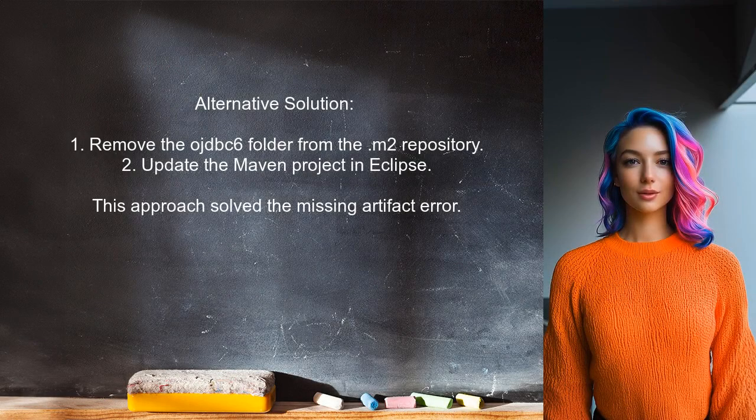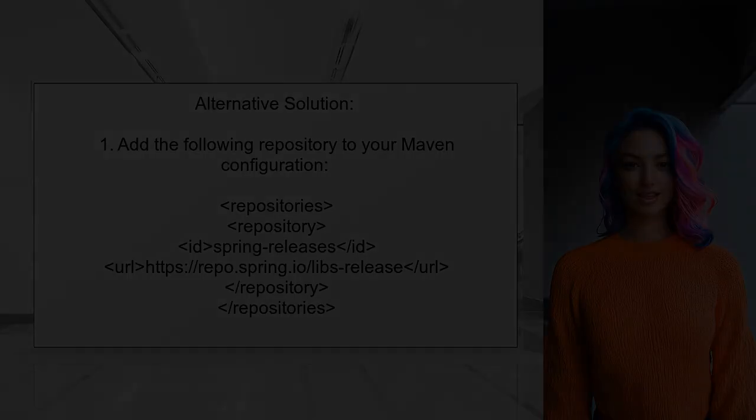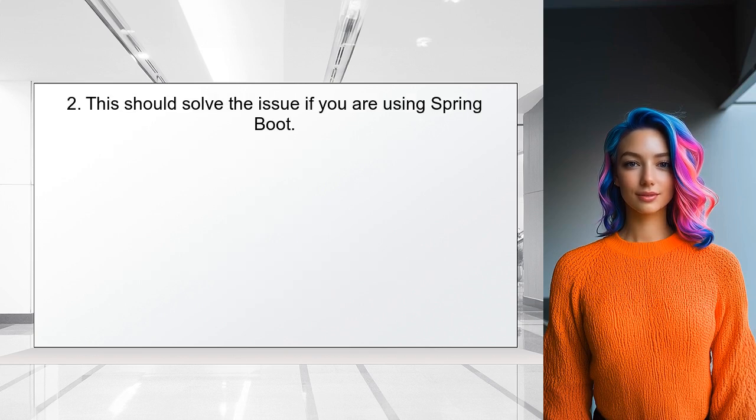An alternative solution from another user suggests removing the ojdbc6 folder from your .m2 repository entirely. After that, they recommend updating your Maven project in Eclipse, which resolved their issue. Let's take a moment to review another user's answer. An alternative solution provided by another user suggests adding a specific repository to your Maven configuration. They recommend including the Spring Releases repository to resolve the missing artifact issue.